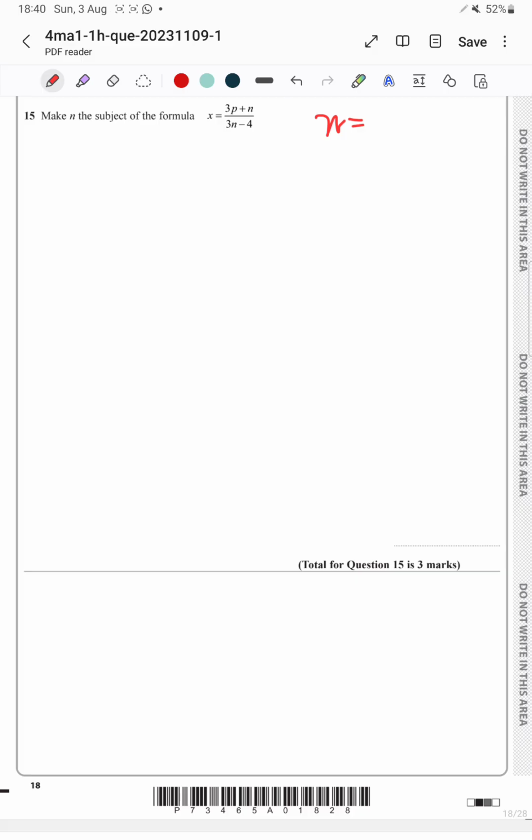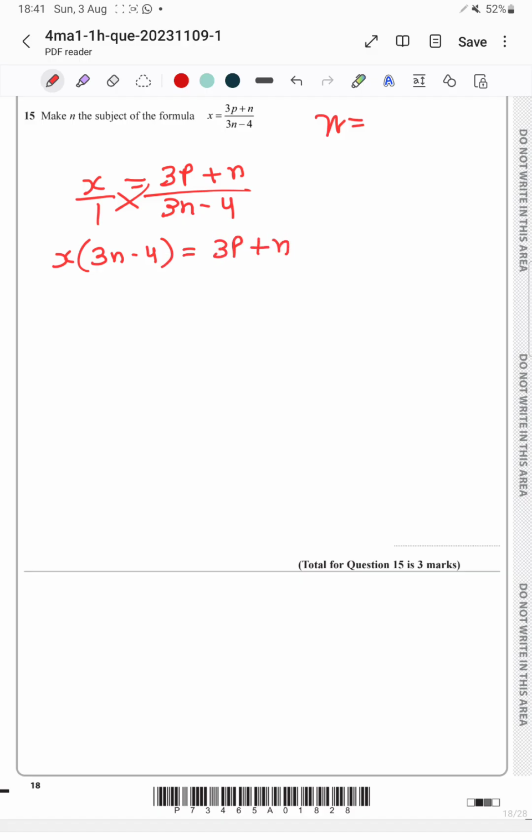So here we are given x is equal to (3p plus n) over (3n minus 4). This is a fraction on the right side, so we can represent the left side also as a fraction, x over 1. And if I want to remove this fraction, we can always cross multiply. So when I cross multiply, it will be x times (3n minus 4) is equal to 3p plus n.